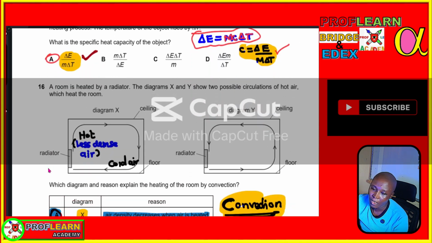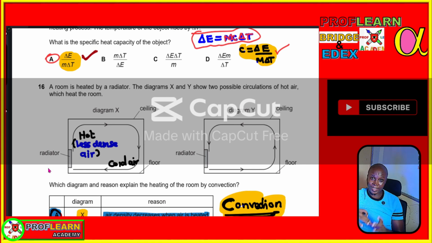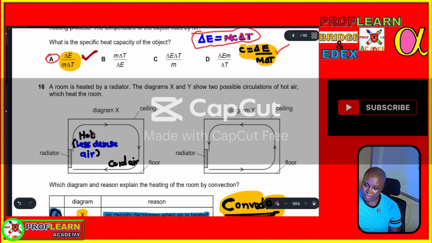How does a heater heat a room? Remember, when you heat a liquid, the liquid expands, and the moment that liquid expands, it means that the density of that liquid is going to decrease. So the moment you heat a liquid or a gas, it expands and becomes less dense, so it's going to rise. When you heat using a heater, the air will expand and become less dense, so it's going to rise, and then cold air will come down because it's more dense, to occupy the space that was left.